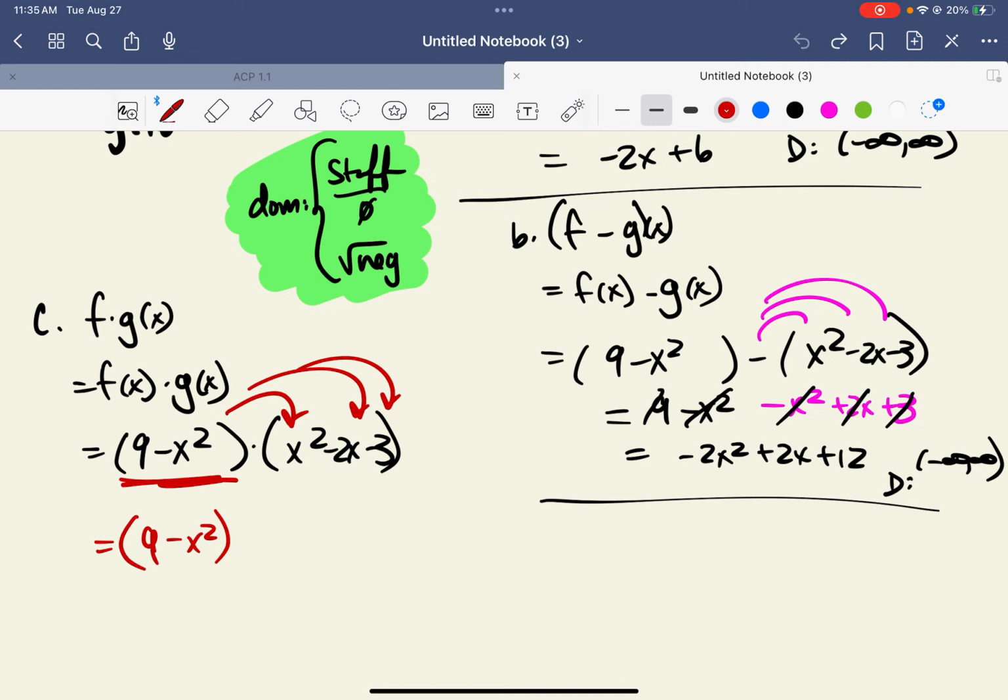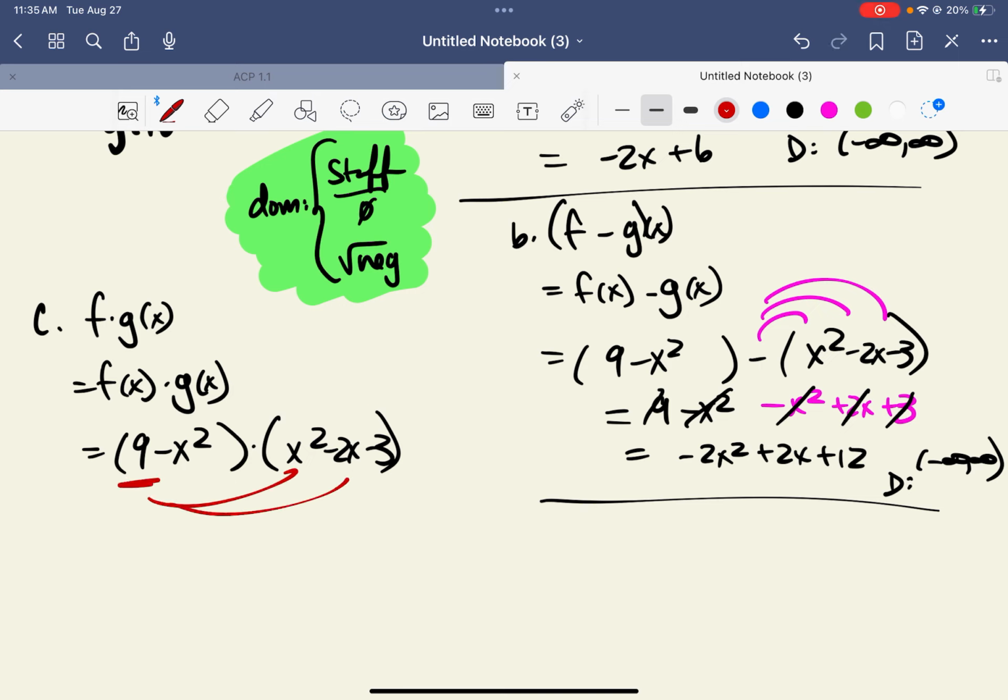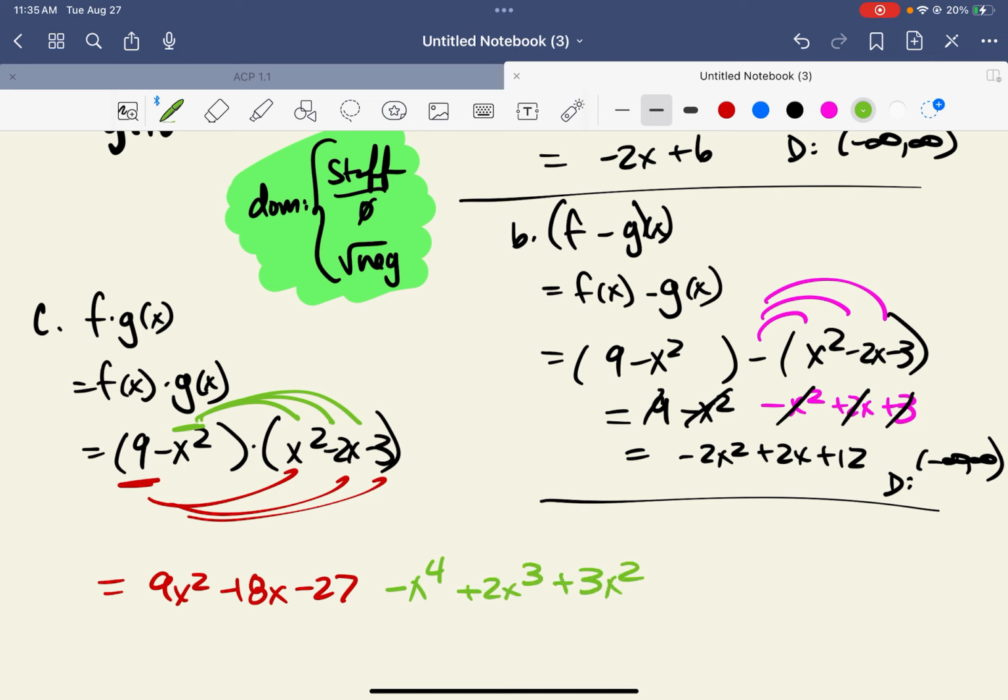Actually, probably an easier way to think of it is that every term on the left hits every term on the right. So 9 is going to distribute to every term and give me 9x squared minus 18x minus 27. And then negative x squared is going to distribute to everybody and give me negative x to the fourth plus 2x cubed plus 3x squared.